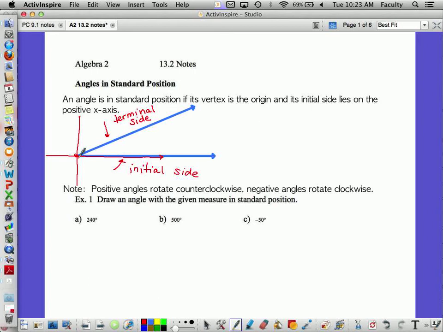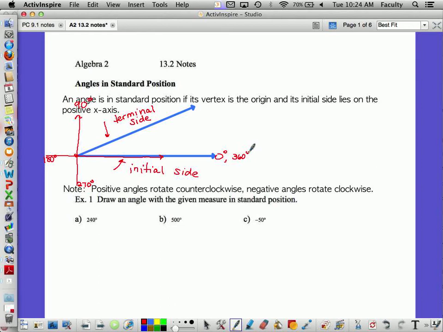Note, positive angles rotate counterclockwise, negative angles rotate clockwise. Something I need to mention is if you don't rotate at all, that's 0 degrees. If you rotate up here, that's 90. Here's 180, 270, and a full rotation going all the way around is 360 degrees.